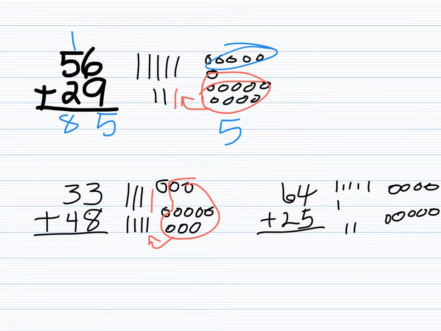So we have left the 1, and then the 1 went over there. So we have a 1 here and a 1 here. Now we look at the tens place. We have a 4, and we have a 4.